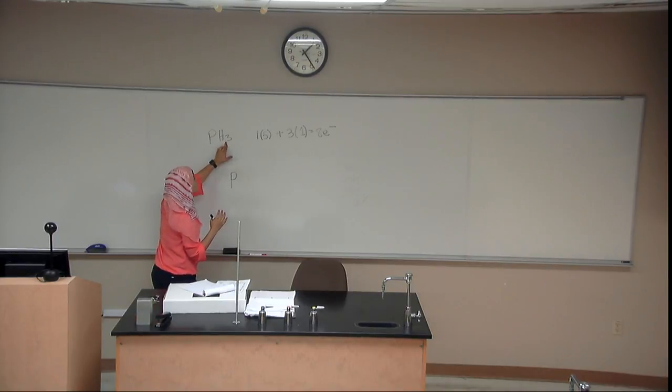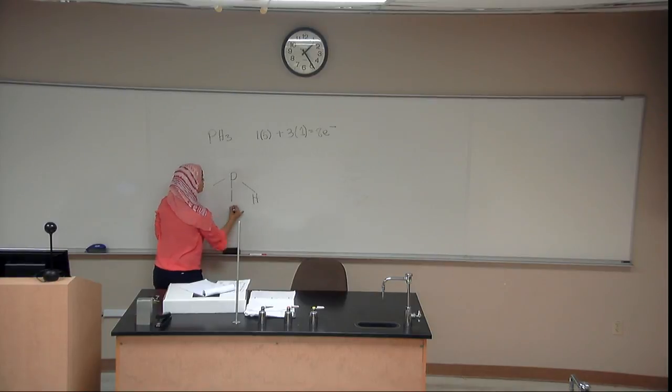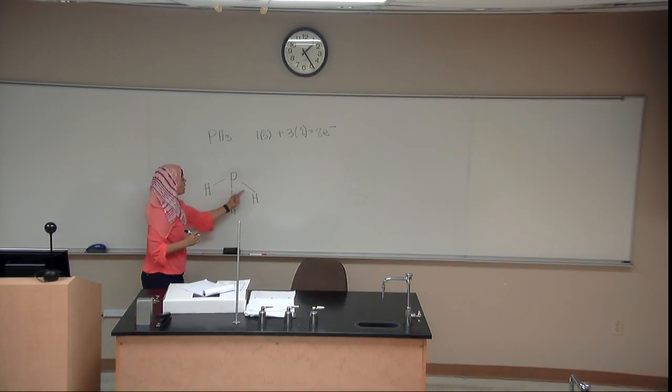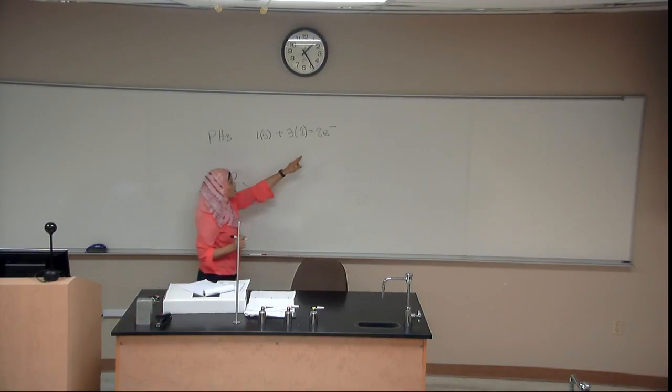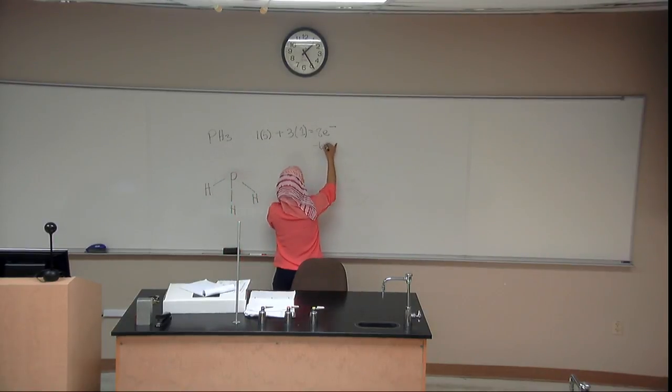Because we have 3 other atoms that we need to hook this up to. So I'm going to make 1, 2, 3 connections. How many electrons did I use from my bank to make those connections? 6. So I'm going to take that away. How much do I have left?